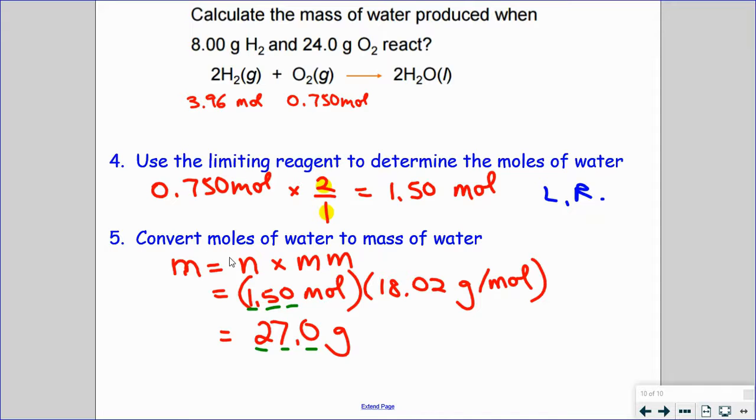Then you convert the number of moles of water into mass. Mass is number of moles times molar mass. M equals N times MM. So 1.50 moles of water times the molar mass of water, 18.02 grams per mole, equals 27.0 grams. There are 3 significant digits in our answer because there's 3 significant digits in our question.